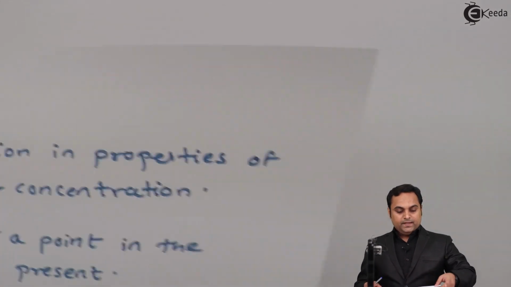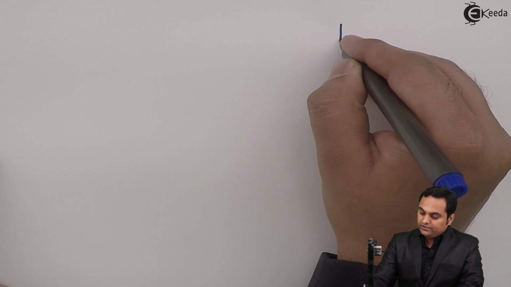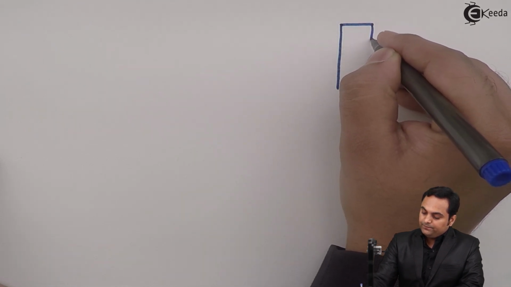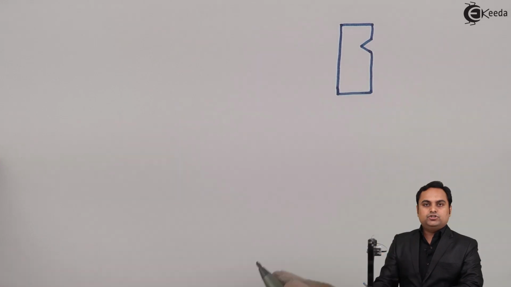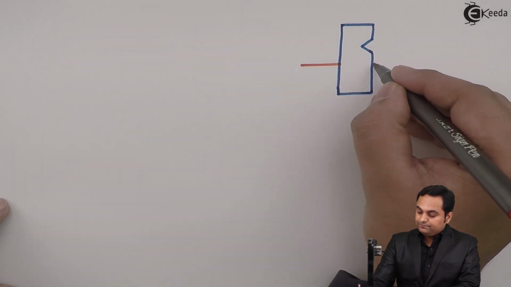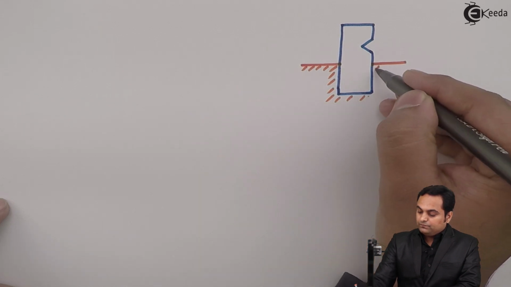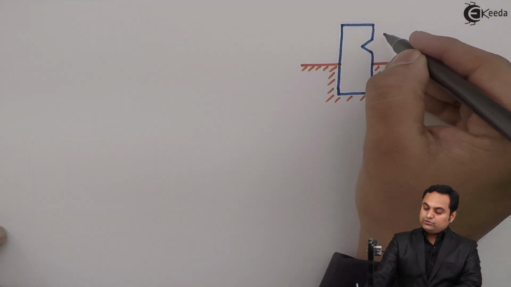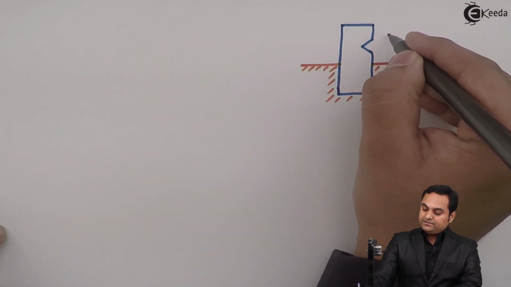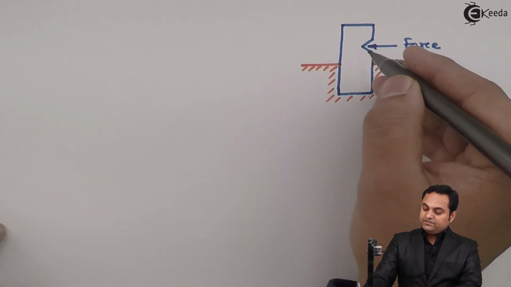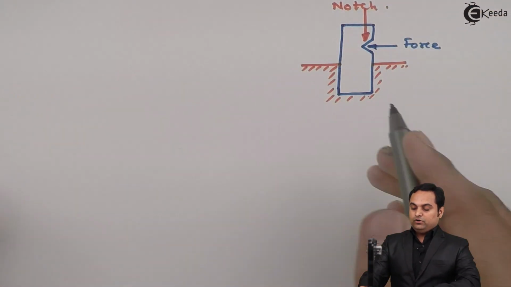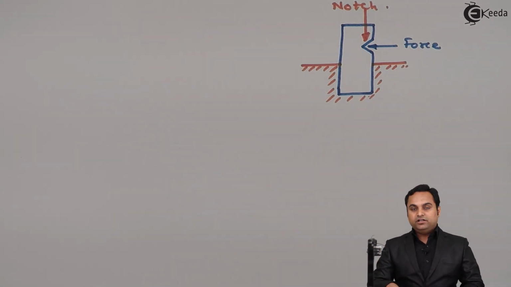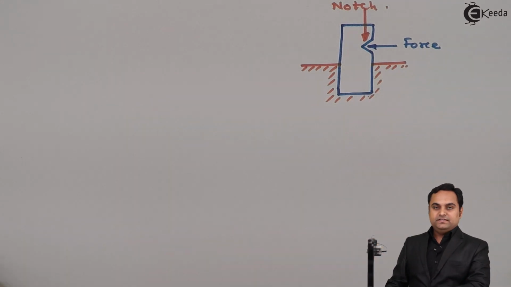Now notch sensitivity, in that, suppose if we want to break an object, then the simplest way to break it will be to produce a notch or a groove inside that, and then we will be fixing this object, and after that a force or a stress will be applied in this direction, that is at the notch here. So because of the notch which is formed in the metal or the material, the amount of force required would be less and we can easily break the material.